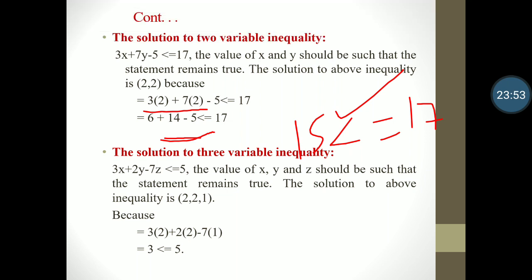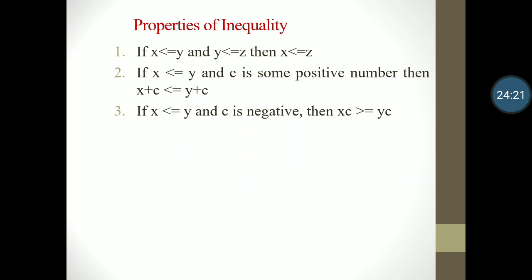Okay, our third example is for a three variable inequality: 3x plus 2y minus 7z less than or equal to 5. So in this, x, y and z, three variables are there. We have to calculate with values which can be an exact solution, which is less than or equal to 5. Next thing is properties of inequalities.